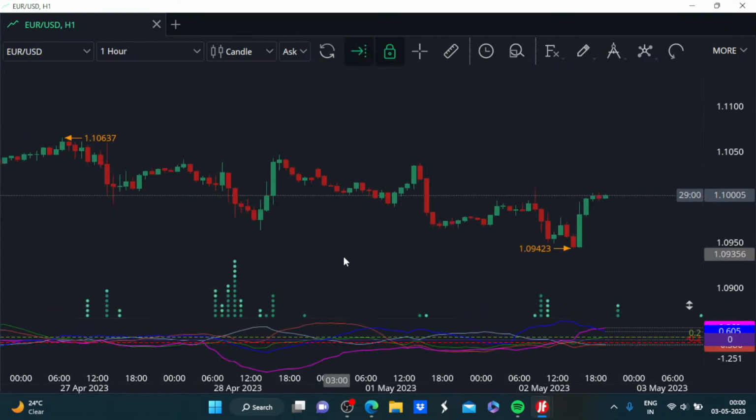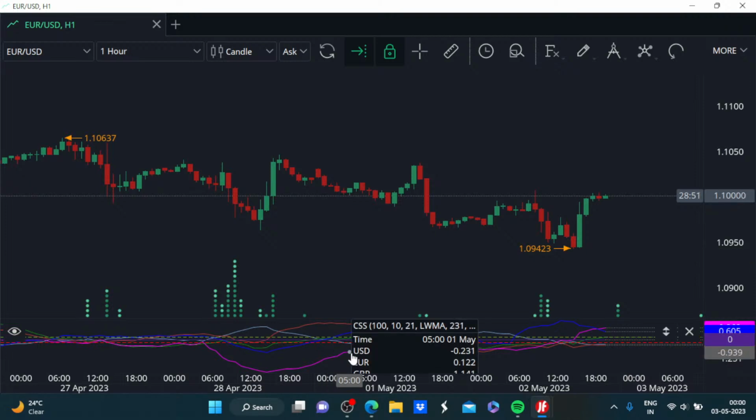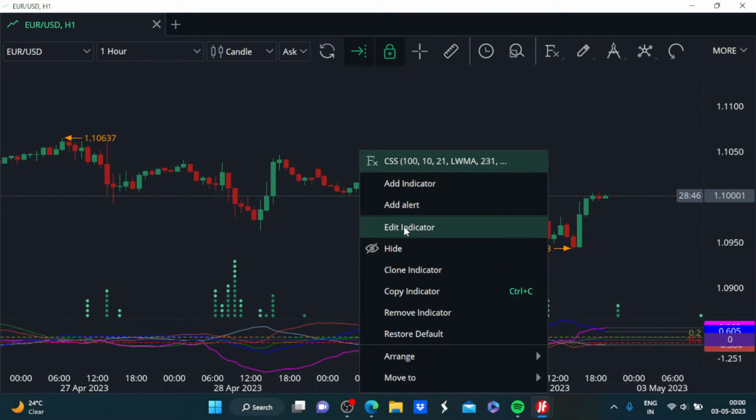Now, if you look at this charting of the CSS, you will see these multiple lines, and each line is representing one individual currency. Let me tell you how many currencies are there in this graph. Each currency is being represented by these individual lines, and it is being drawn by comparing a single currency's moves against all the other currencies in this indicator.